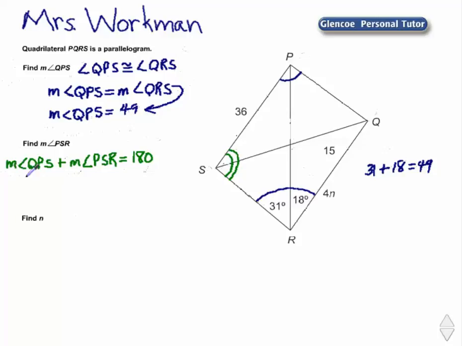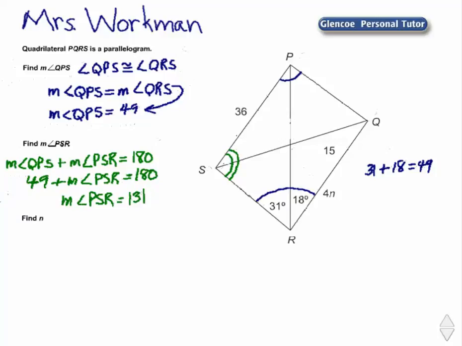Okay, what do we know about the measure of angle QPS? We just found that it's 49, so I can substitute in 49 for that measure. 49 plus the measure of angle PSR equals 180. To solve the equation, I can subtract 49 from both sides and get that the measure of angle PSR is equal to 131.